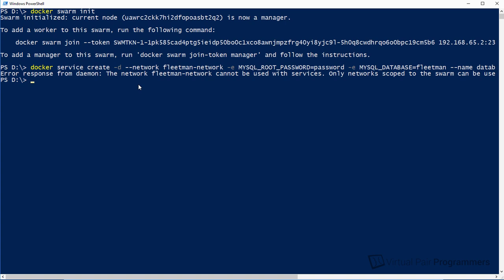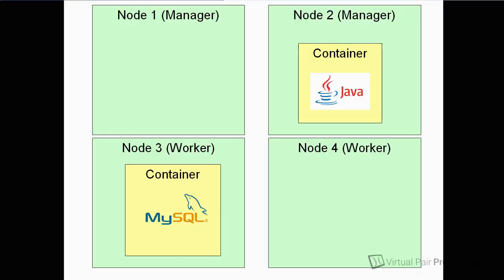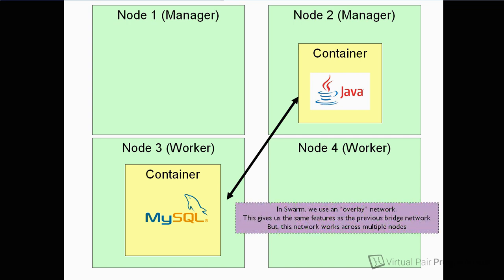But the reason is, when we're working in swarm, we need a special type of network. The big difference, of course, is that our containers are now very likely to be on different physical nodes. So the communications between them are not going to be within the same host machine. They're going to be across different physical computers. And for that reason, in Swarm, we have a different type of network. It's called an overlay network.